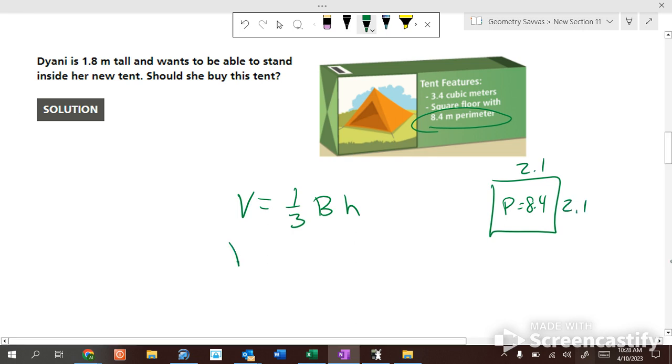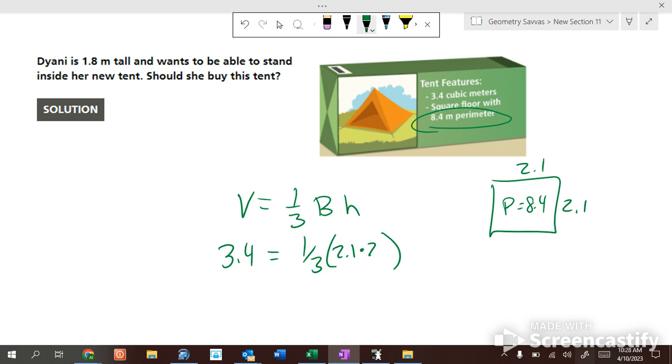So the volume is 3.4 cubic meters equals 1/3 the area of the base. Well, the area of a square is 2.1 times 2.1 times the height. So to do this one, let's get rid of this 1/3 right away. So we multiply both sides by 3. So we get 10.2, right? Equals 4.41H. Am I right?